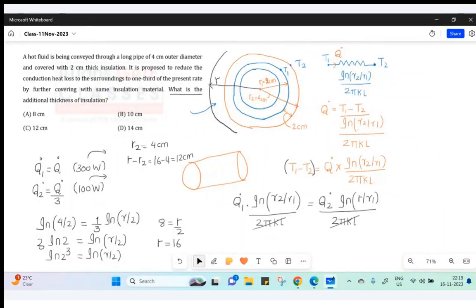Sir, I have a question. Yeah, ask. Sir, in this question, I feel it is irrelevant, but the inner and outer diameter will also have a resistance. That is why the question is not 100% completely defined in that sense. You are absolutely right about what you are trying to catch.